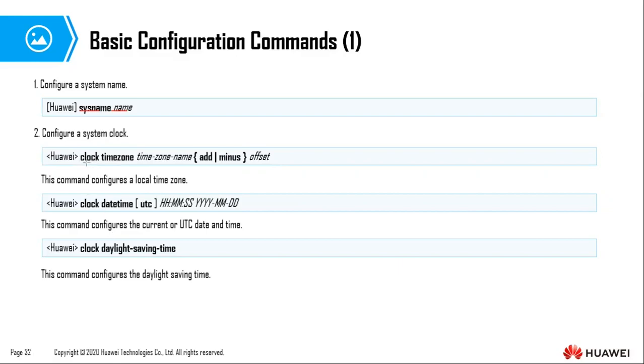These three commands are used to do that. The first one is the time zone, clock timezone, that is used to set the time zone, then datetime, that is used to set the date and the time, and also the daylight saving time. So these are the commands that are used for that. During the lab, you're going to explore it further.